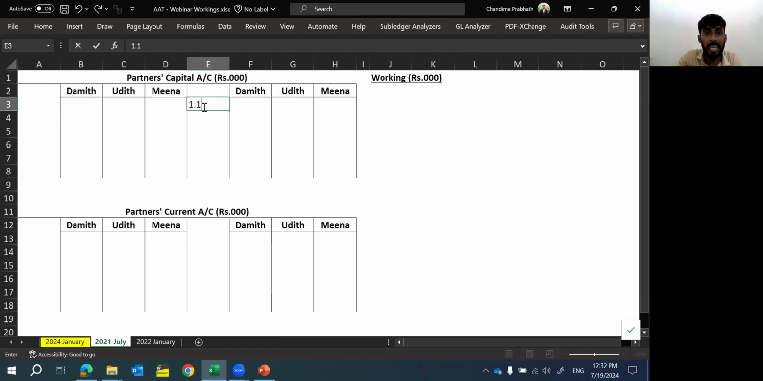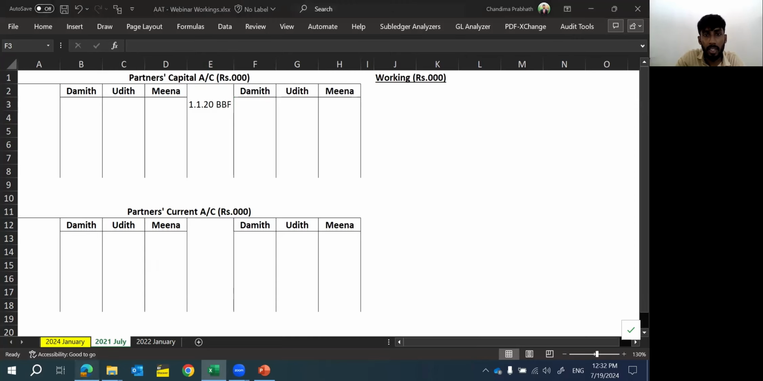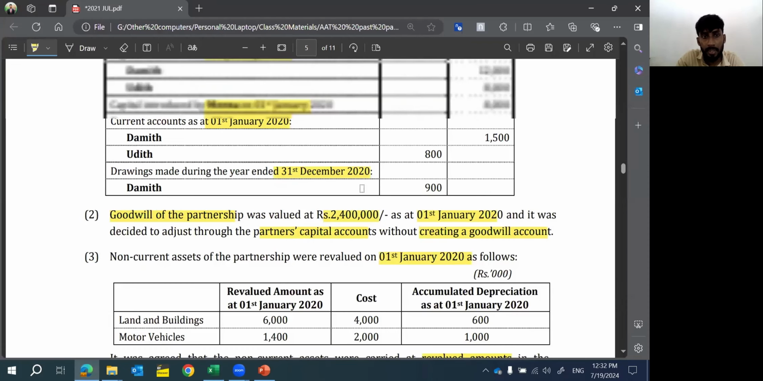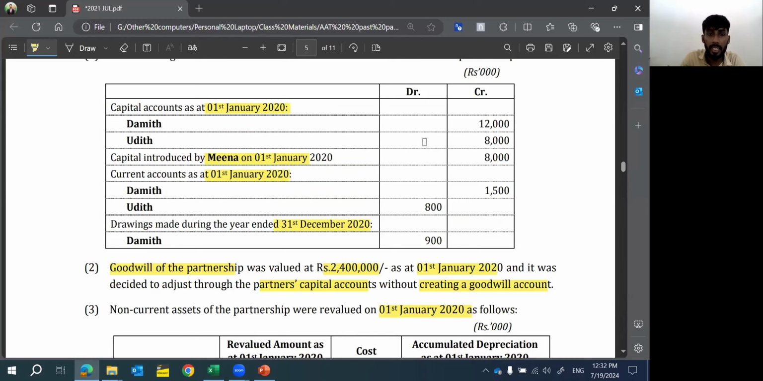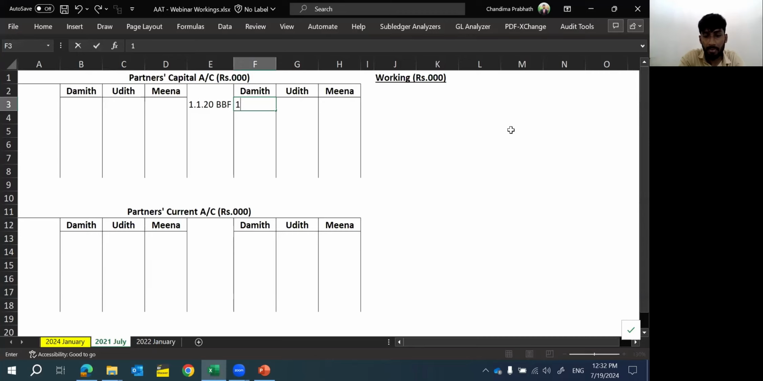Capital accounts usually have credit balances. So, 1st January 2020, balance brought forward. Damit and Udit had 12,000 and 8,000. But Meena does not have an opening balance. She comes in on that.